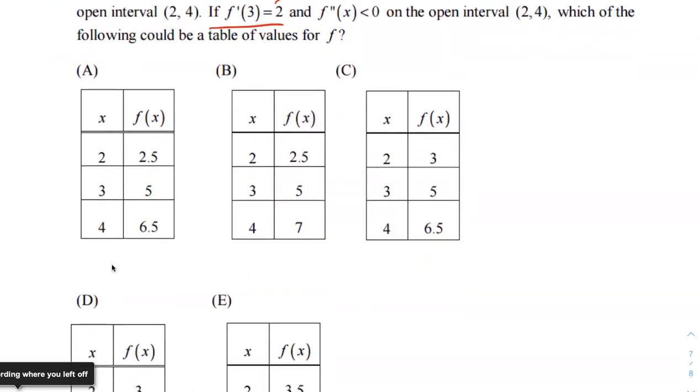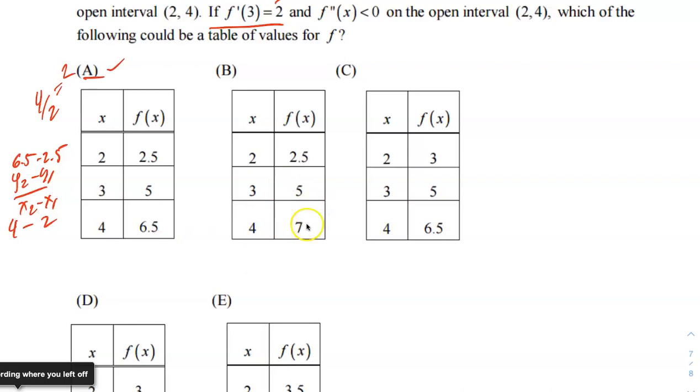Does the slope of these equal 2? How do I find the slope at 3? I'm going to go around 3, so I'm going to go from 2 to 4. I'm going to use y2 minus y1 over x2 minus x1. Here's my x's, here's my y's. So it's like you're trying to find the average. 6.5 minus 2.5 over 4 minus 2. I would get 4 over 2, which is 2. So this one checks out.